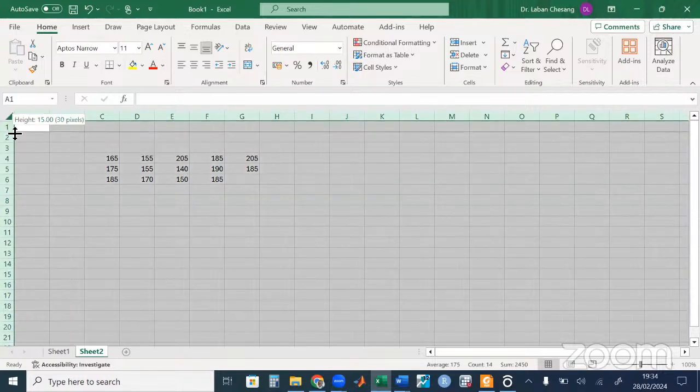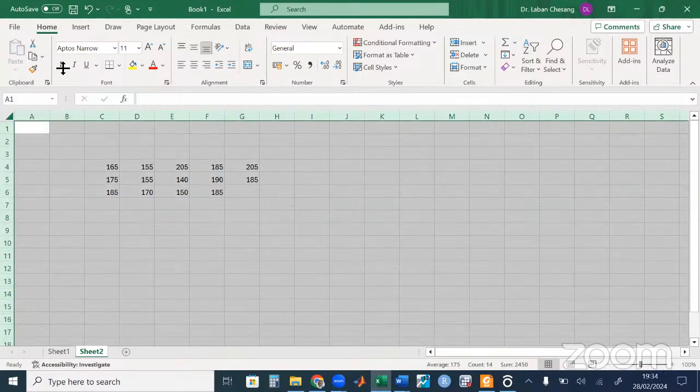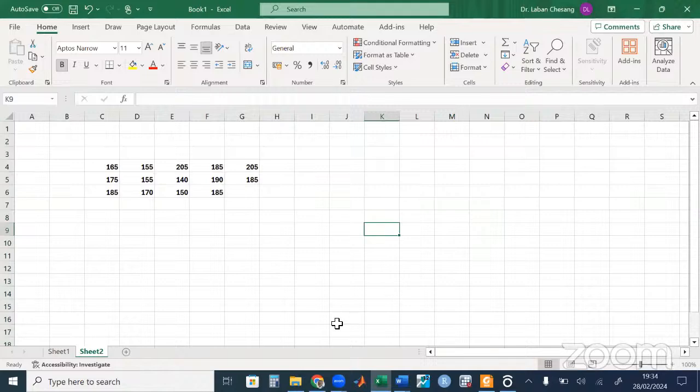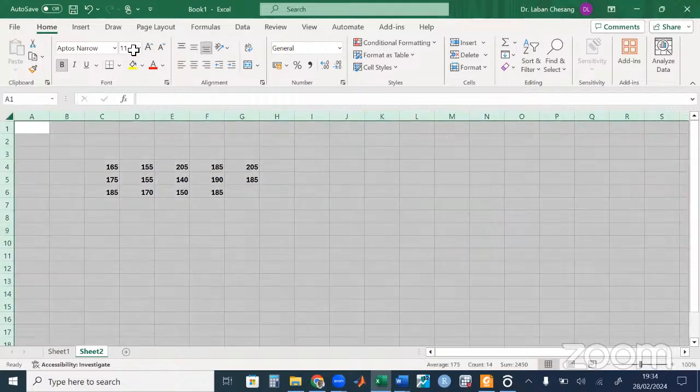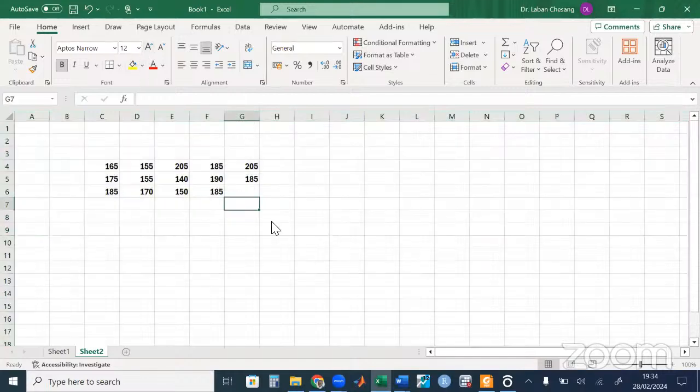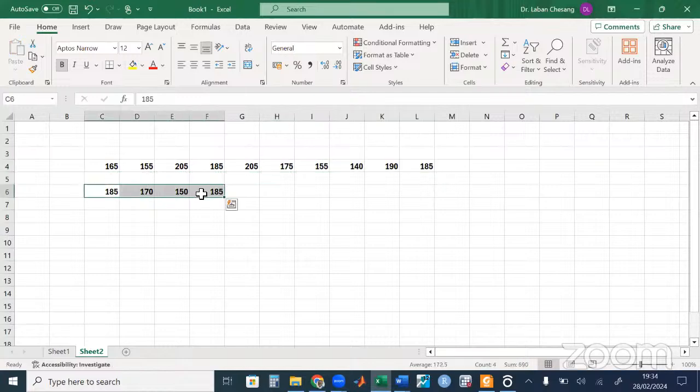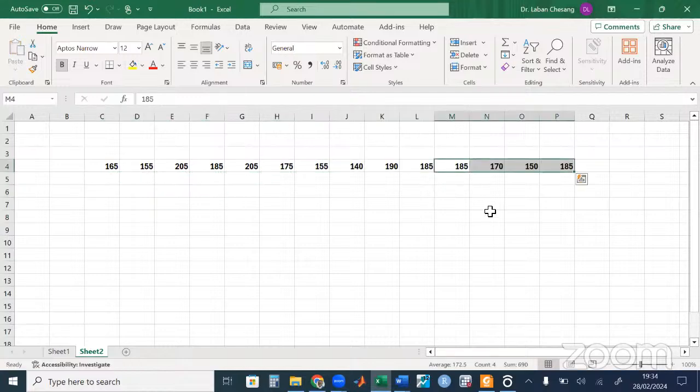I hope this is visible though? Or should I increase this? Yeah, I think it's feasible. I'm waiting for a submission. Okay, let's put this in a complete row or a column. Let me copy the other ones. I cut them, I put them here so that I have the data arranged in whichever order. I've just put them together. It's easier to just compute it from there.